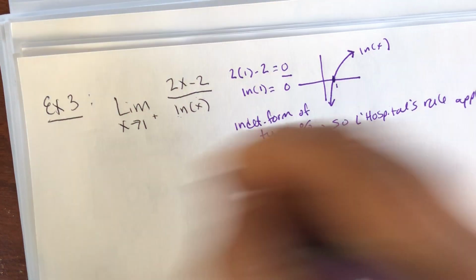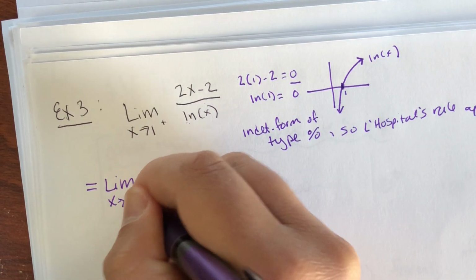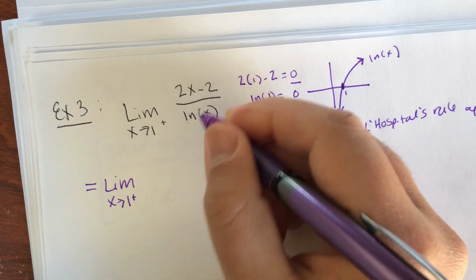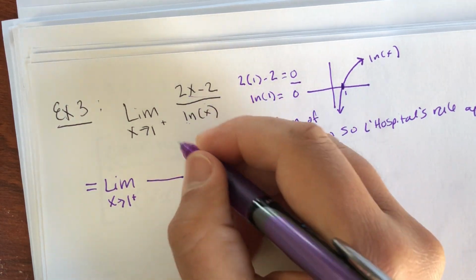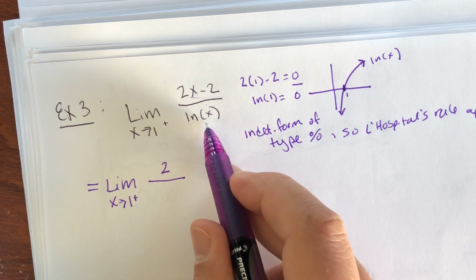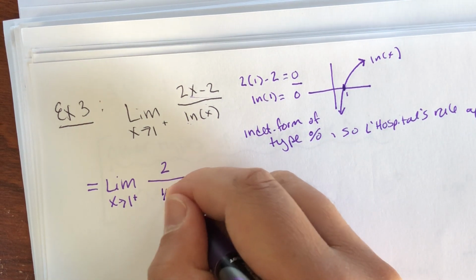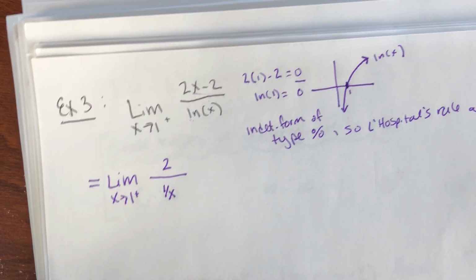And so this is going to be equal to the limit as x goes to 1 from the right of the derivative of the top. So the derivative of 2x minus 2 is just 2, divided by the derivative of the bottom. ln of x has a derivative of 1 over x. We learned that in the last section.